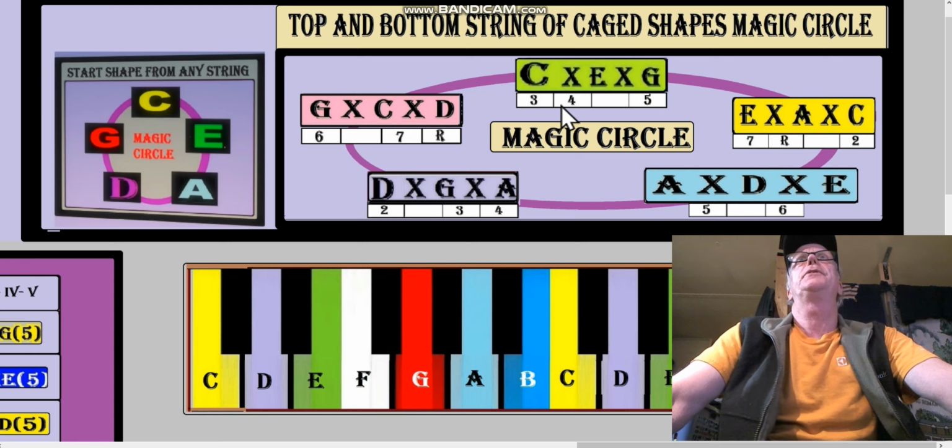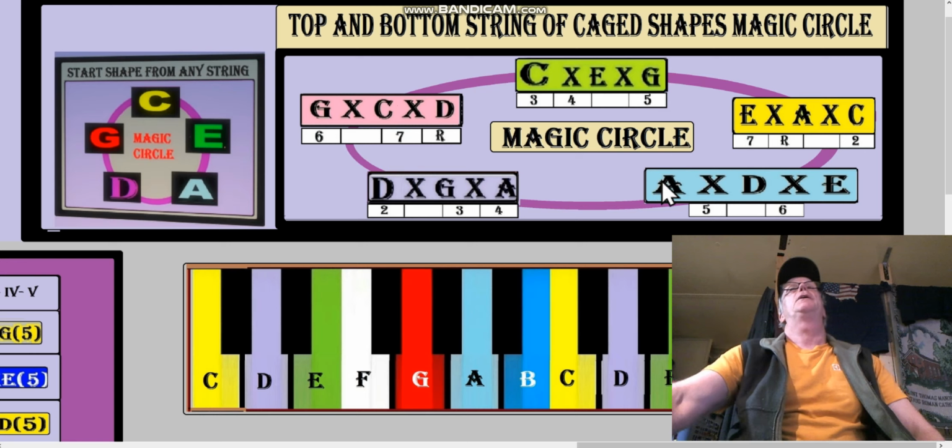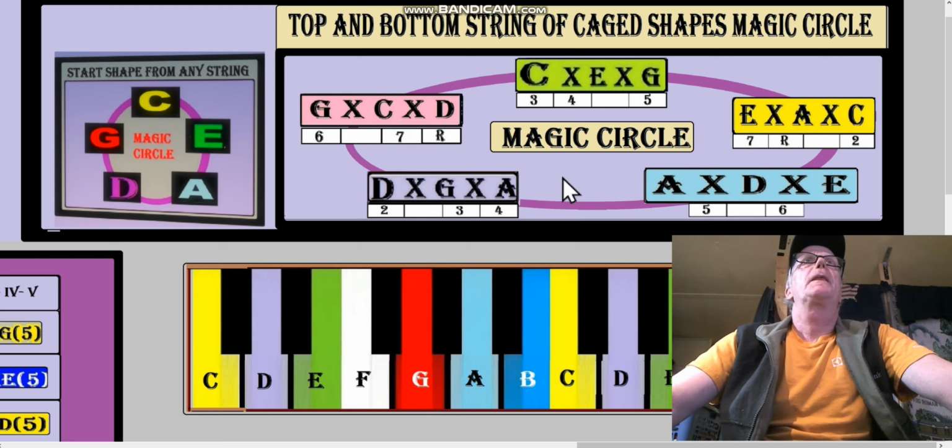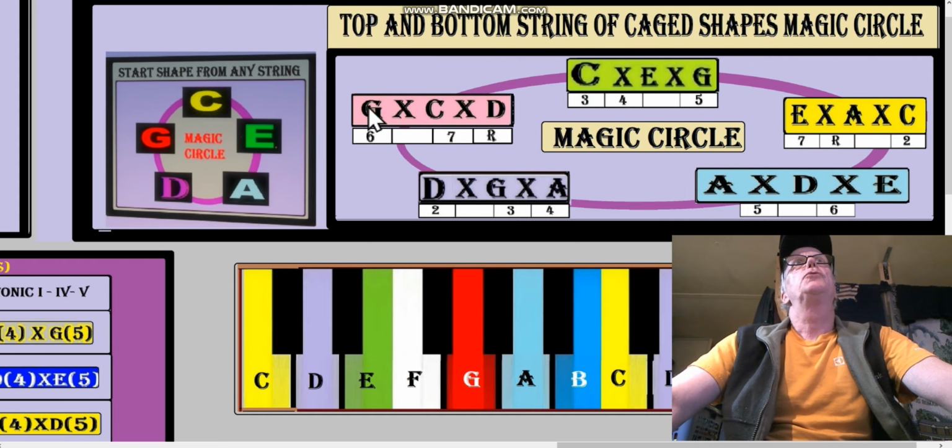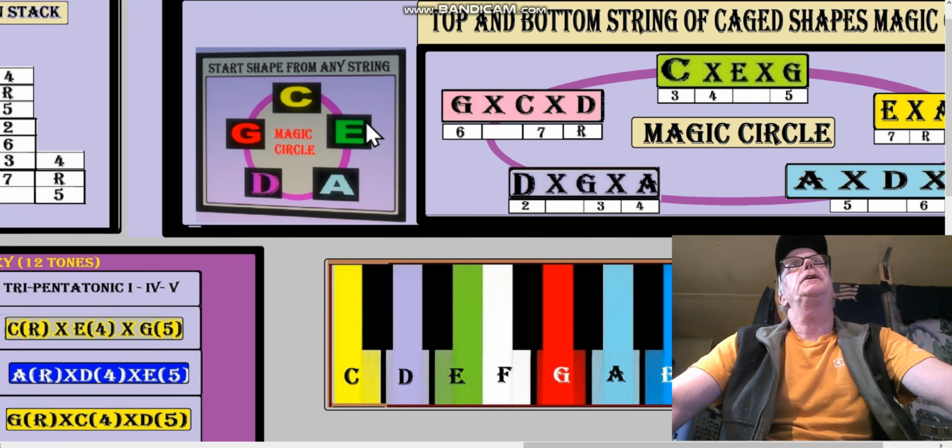So it's 7 root 2, 3, 4, 5, 6, 7 root 2, 3, 4, 5, 6. This is the E shape, and this is the fourth of E and the fifth of E. This is the C shape, fourth of C, fifth of C. So it goes E shape, C shape, G shape, D shape, A shape. It doesn't spell CAGED, but it has the letters of CAGED in it. The reason why is that they go in fourths.